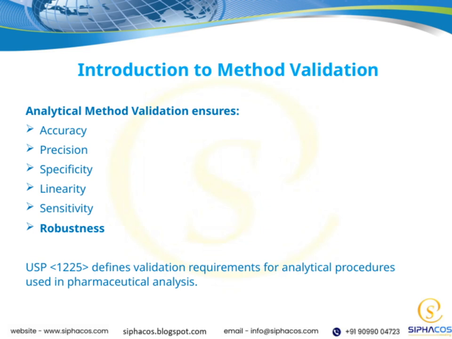in routine use. The United States Pharmacopoeia, or USP, specifically through 1225, sets out the requirements we need to meet for validating analytical procedures used in pharmaceutical analysis. This helps ensure that our methods are not only scientifically sound, but also compliant with regulatory standards, which is essential for quality assurance in the industry.